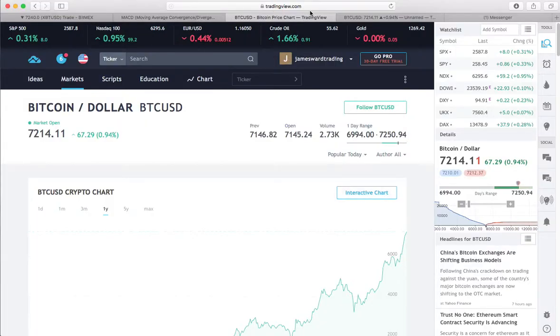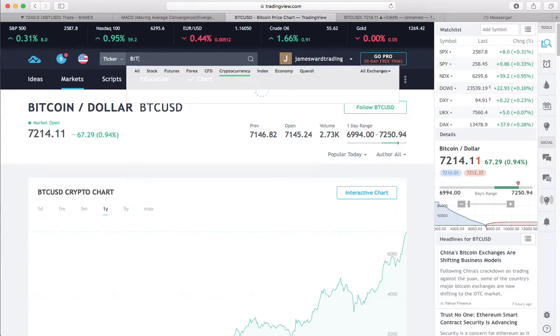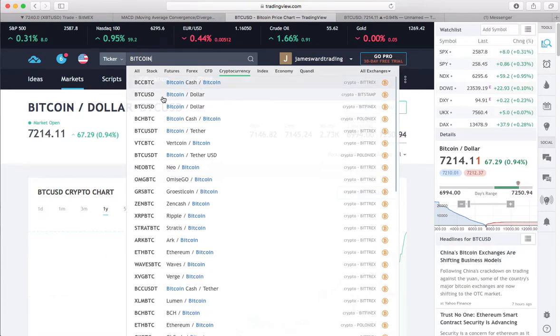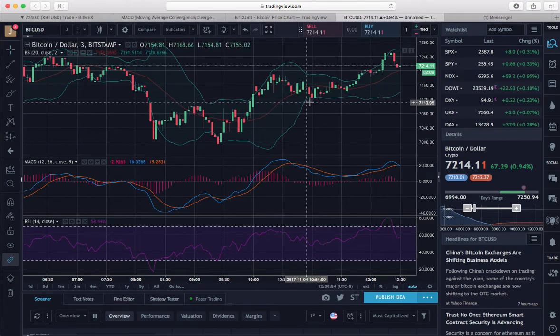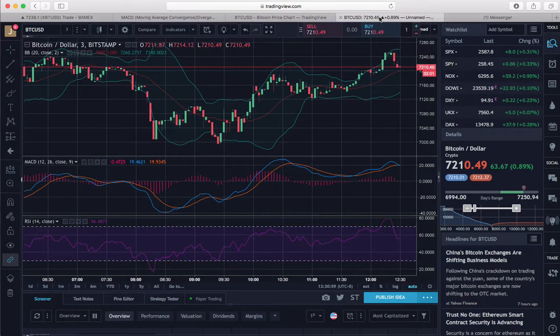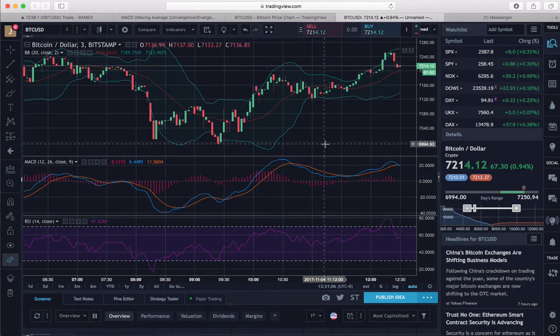This is TRADINGVIEW, tradingview.com. What you need to do, type in Bitcoin and Bitcoin US dollar, click that, and then this screen will pop up. All you need to do is click the interactive chart, and this screen will pop up. Now this screen is just a bigger version of this, really, and it's much easier to see, in my opinion. It's a free account, you don't need to sign up or anything like that. And this is what a lot of the YouTubers that I follow are using as well, and they've taught me quite a bit about this type of material.